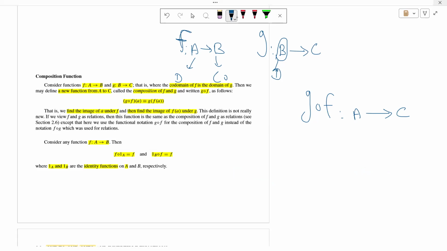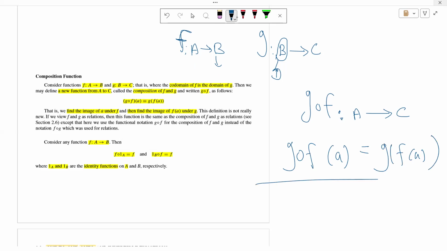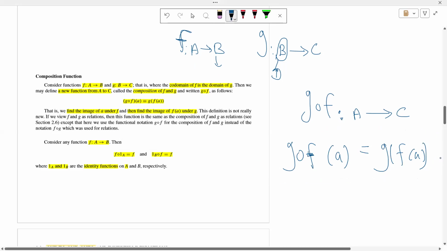So for the composition of functions, we write g of f from A to C, right? A to B is a function, B to C is another function, and then we can find A to C as a function. That is what we call composition of functions. We write (g of f)(a) is equal to g(f(a)), right? You can understand this if you look at an example.